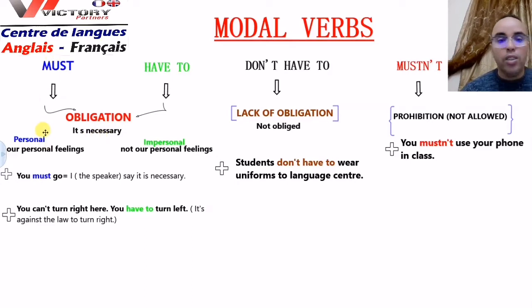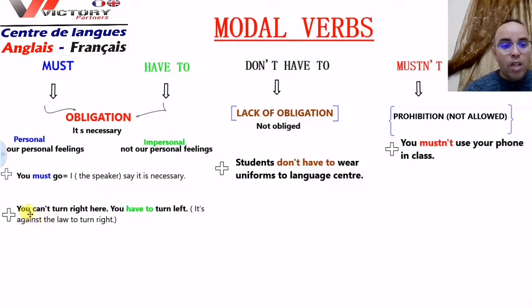Must is personal. It means we give our personal feelings. Have to is impersonal. We don't give our personal feelings. Examples. Number one, you must go. Here it's necessary to go. I, the speaker, say it's necessary to go. So here the obligation comes from the speaker. You must go. It's I, the speaker, who sees it's necessary to go.